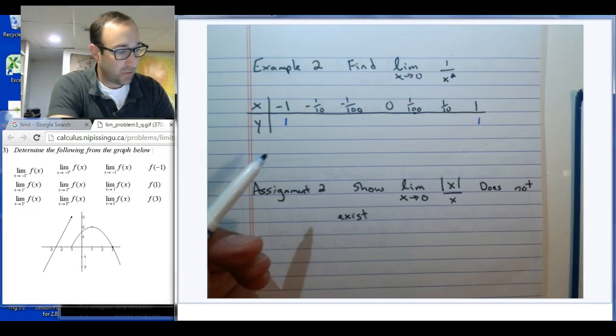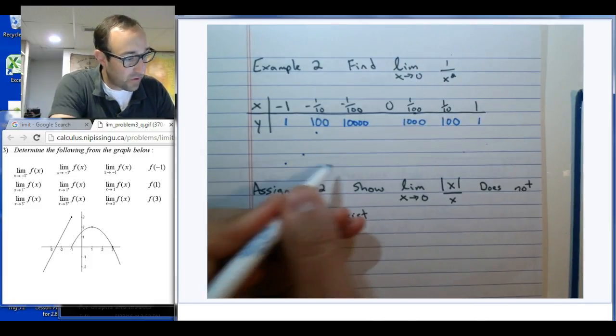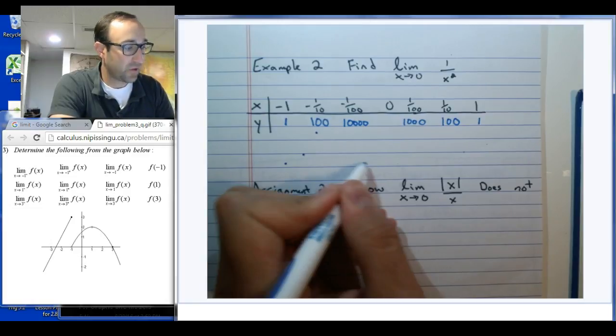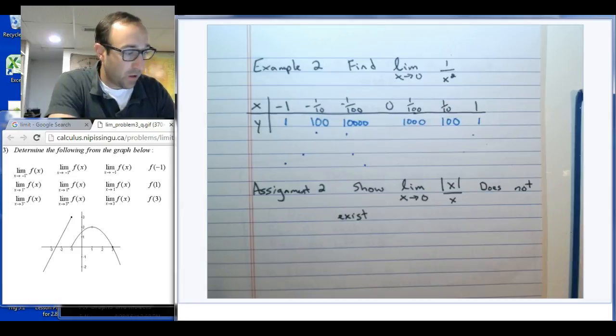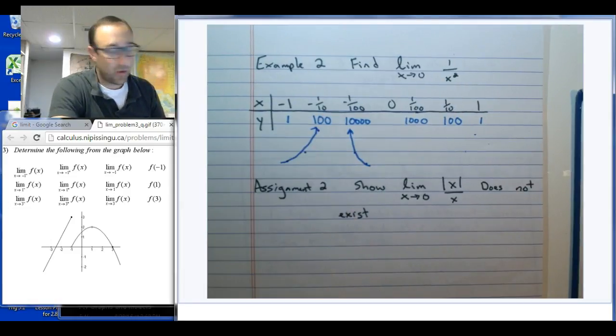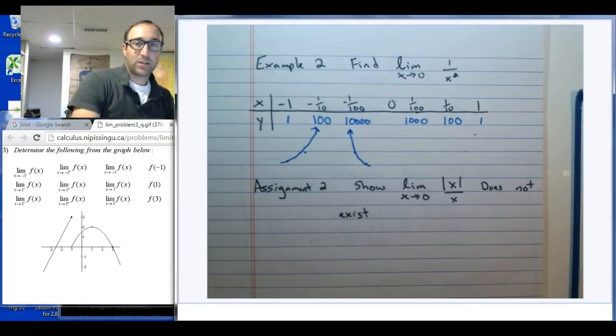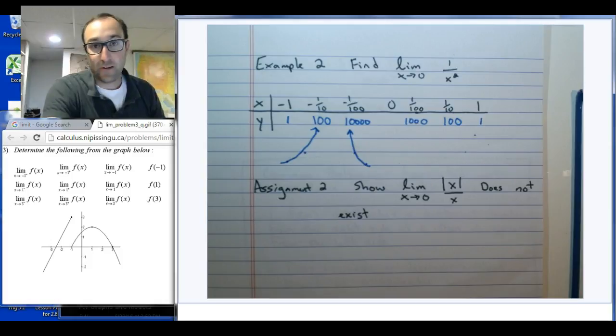And the same way here. So what you see is that this one's going from 1 to 100 to 10,000, in the same way for the other one. If I make a very rudimentary graph, we know that they are both going to be going up and up, and that's going to look like that, where they're both going to infinity from both the left side and the right side.